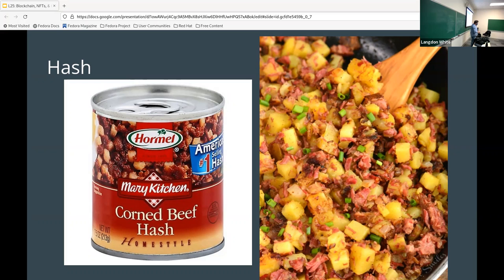And a hash, when you talk about food, is often consumed for breakfast. It's usually leftovers, usually with some sort of protein like corned beef and then a few vegetables. So for me, this is something they never really explained when I was learning about it from a tech perspective. Because how many people here have used a hash table or a hash map? Okay. So does anyone know what the hash means in hash table or hash map?